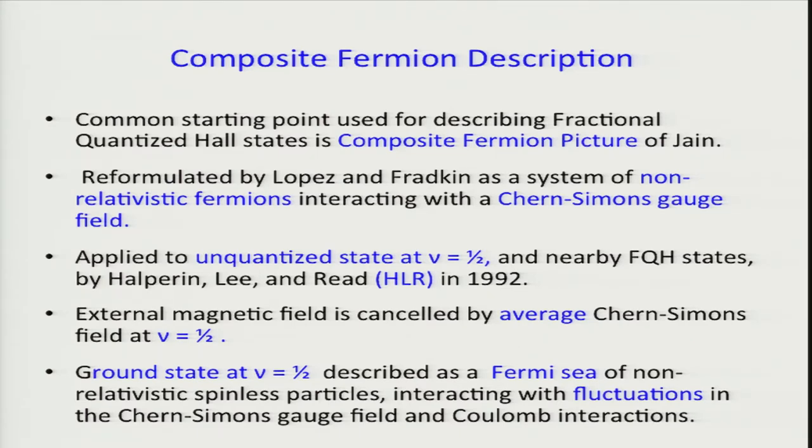I call it unquantized because the Hall conductance is not quantized, but it's certainly a quantum state. What happens is that it's basically a unitary transformation that you make on the original problem that makes it into non-relativistic fermions with a Chern-Simons field. Then the external magnetic field is exactly canceled at nu equals a half by the average Chern-Simons field. Of course, there are still fluctuations left. So if you use this as your mean-field starting point, you have a ground state at nu equals a half which is a Fermi sea of non-interacting, non-relativistic spinless particles in average field zero, but interacting, of course, with the Coulomb interaction, which is still there, and also with fluctuations in the Chern-Simons gauge field, which are still important.